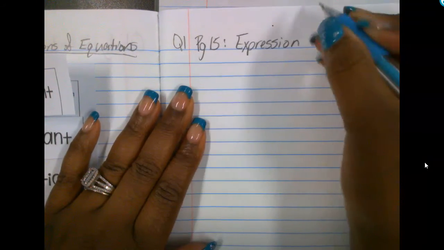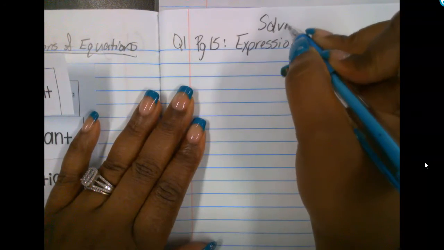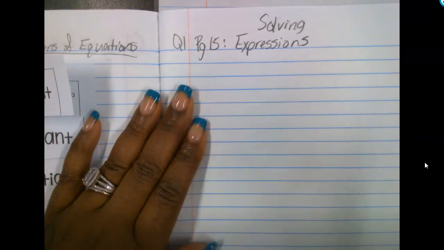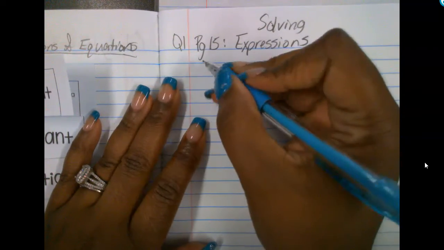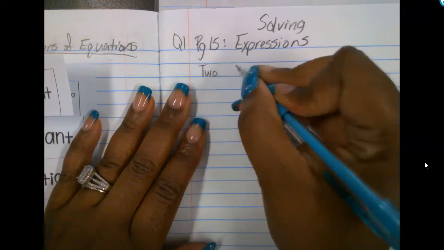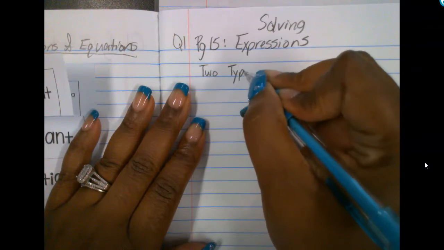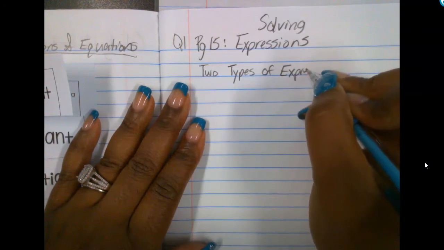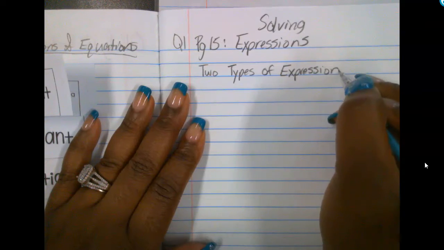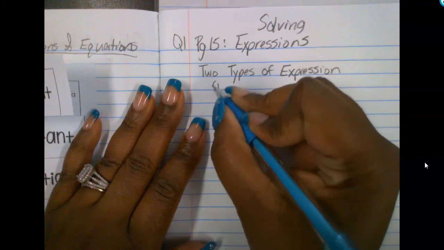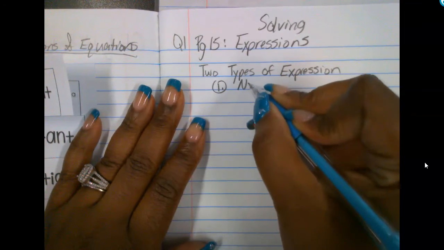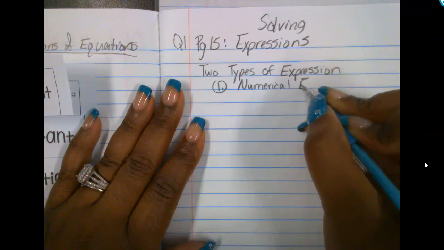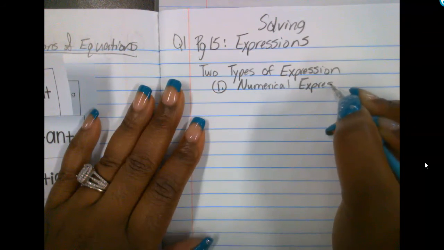Okay, and I need to put solving expressions, really. So again, there are two types of expressions. Two. One is a numerical expression. Pause if you need to, okay?